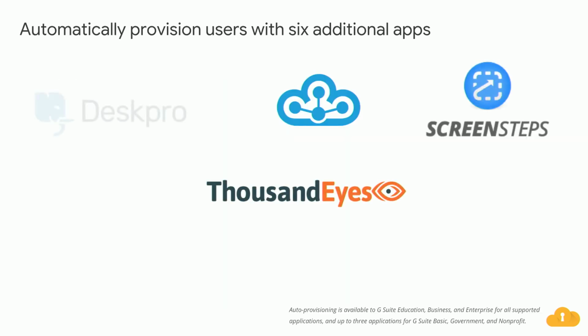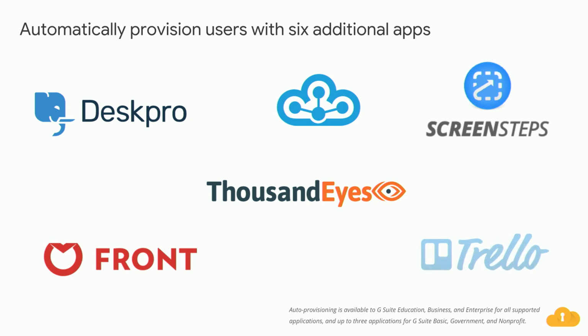With user provisioning, once you've set up SAML integrated apps, you can set up user provisioning to create, modify, or delete a user's identity in G Suite, and those changes are automatically made in the third-party app. This month, we're adding auto-provisioning support for 6 new apps: Desk Pro, Federated Directory, Front App, Screen Steps, Thousand Eyes, and Trello. The setup and configuration of user provisioning varies from app to app, so check out the Help Center to learn more. Well, that's it for May's updates.